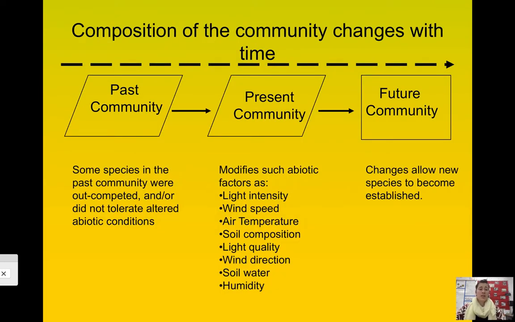Here we see how the composition of the community changes with time and those factors that affect it. We talked about limiting factors in our last class and how they can impact population size. But we're going to look at how this may impact succession. If we look at the past community, we can see that some species may have been outcompeted or didn't tolerate the conditions of that ecological system the way that other organisms did. So it's basically survival of the fittest in this example.